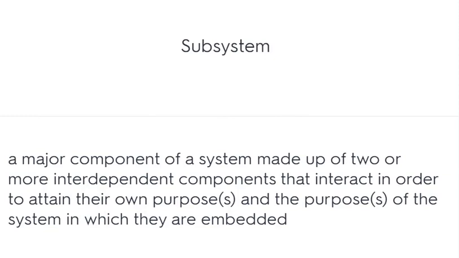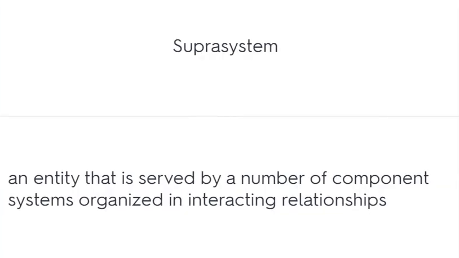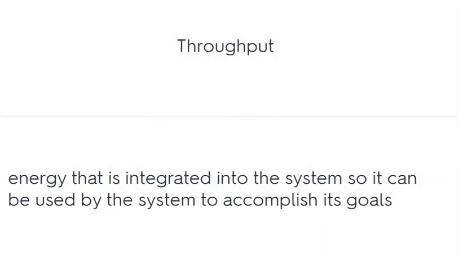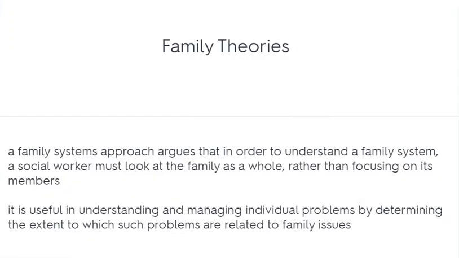Subsystem, a major component of a system made up of two or more interdependent components that interact in order to attain their own purpose and the purpose of the system in which they are embedded. Suprasystem, an entity that is served by a number of component systems organized in interacting relationships. Throughput, energy that is integrated into the system so it can be used by the system to accomplish its goals. Family theories.